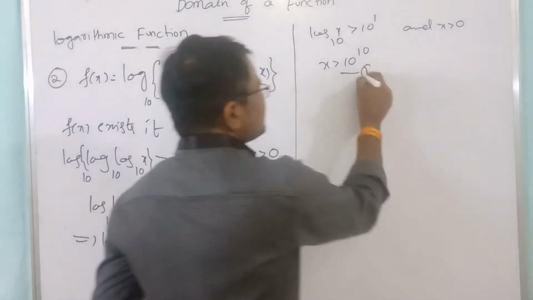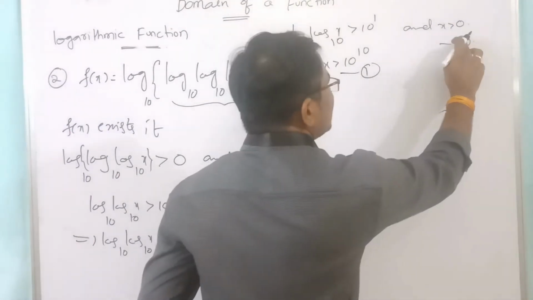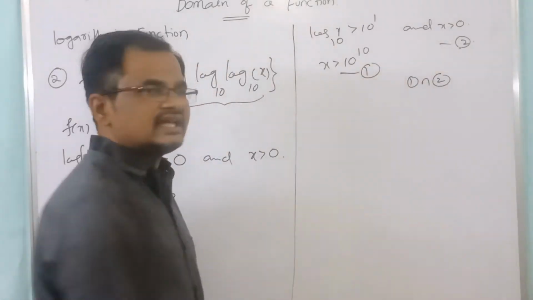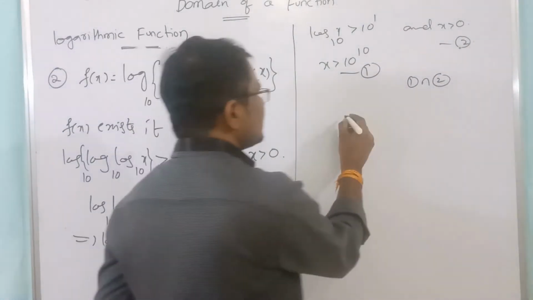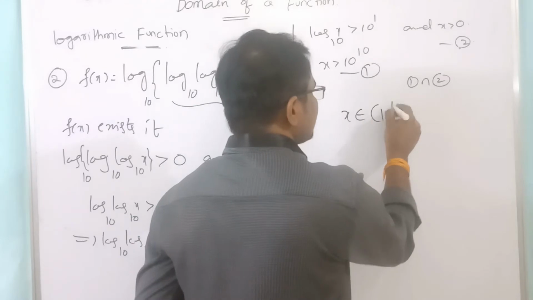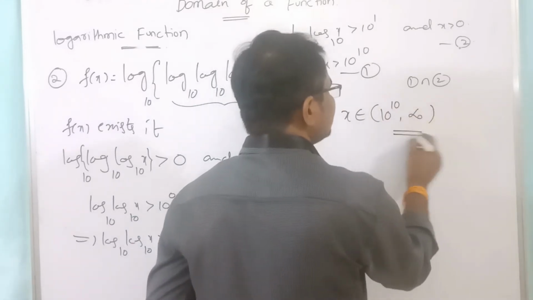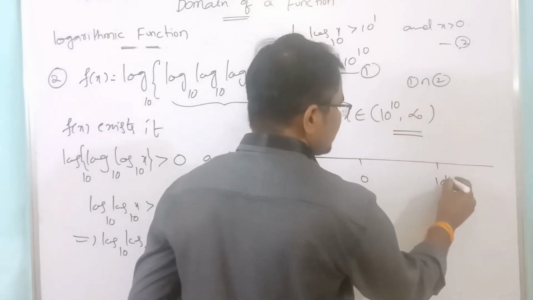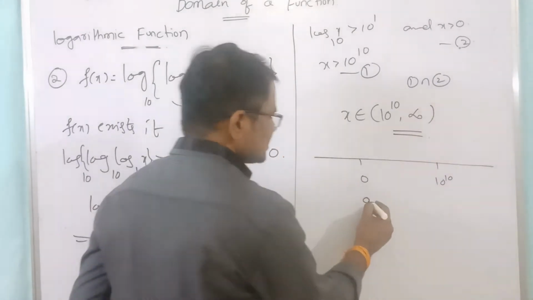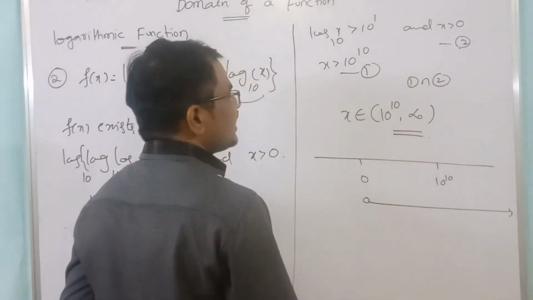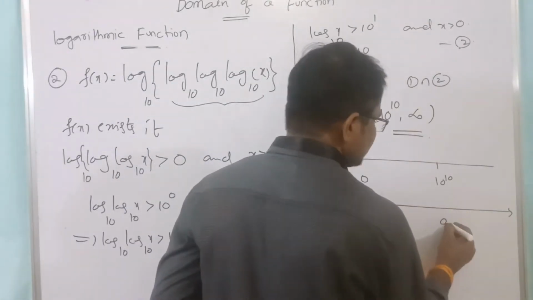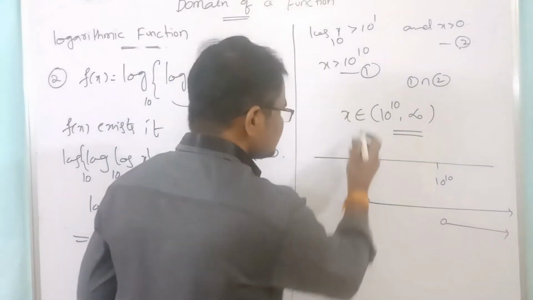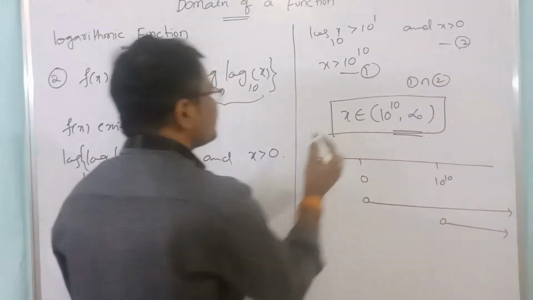So take this as equation number 1 and this as equation number 2. So 1 intersection 2. This is greater than 0, this is greater than 10 power 10. What is the common area? So definitely x belongs to 10 to the power of 10 to infinity, right? Suppose you take it as 0, and here anywhere 10 to the power of 10. This is greater than 0 and this is greater than 10 to the power of 10, like this. What is the common area? Here to here only. So like this we have to do. So x belongs to... the domain of the given function is what?